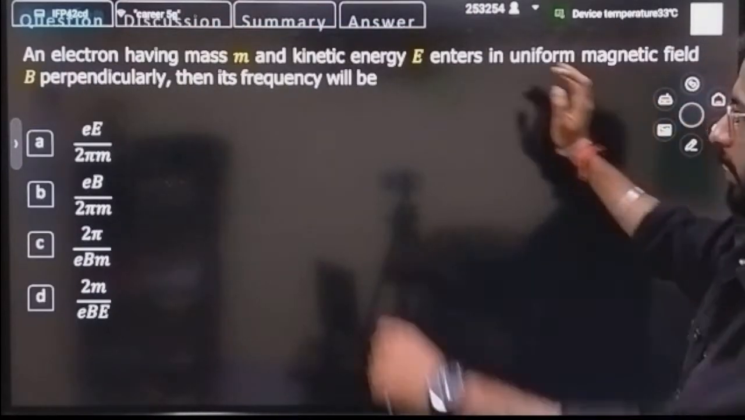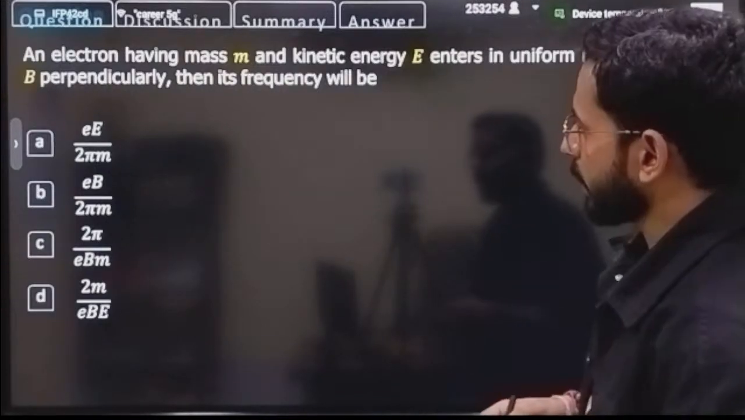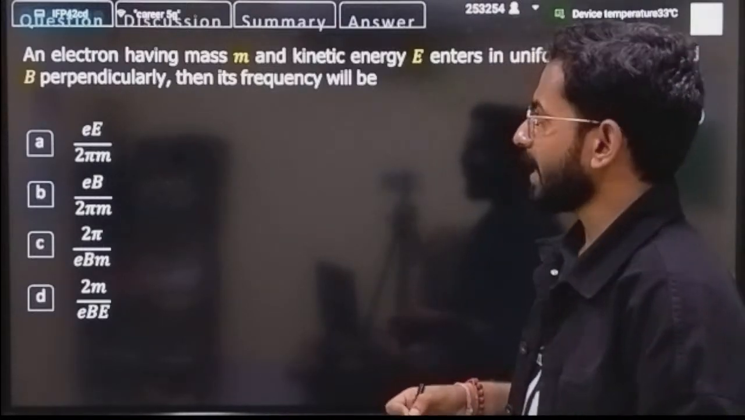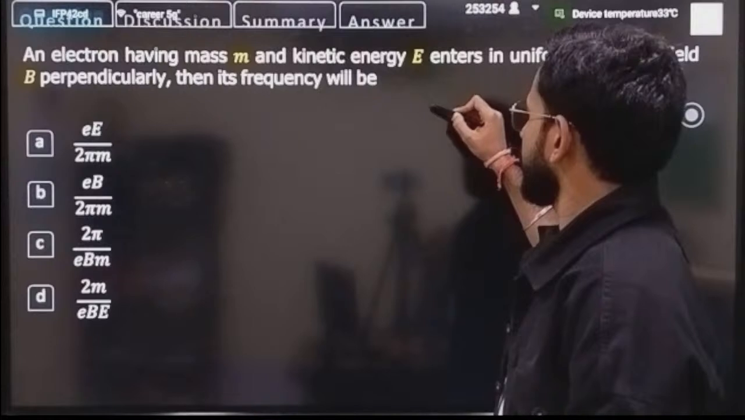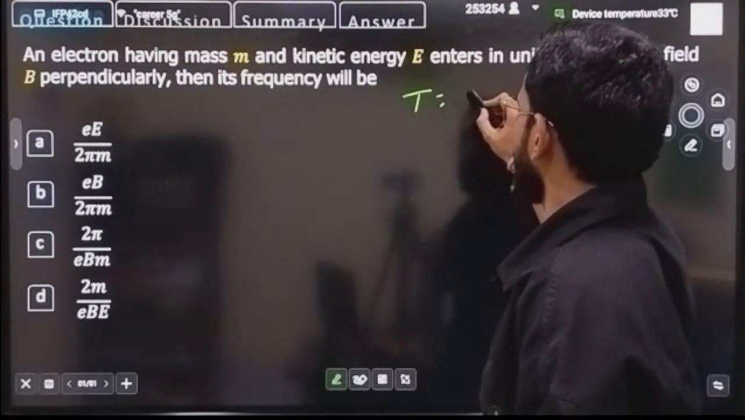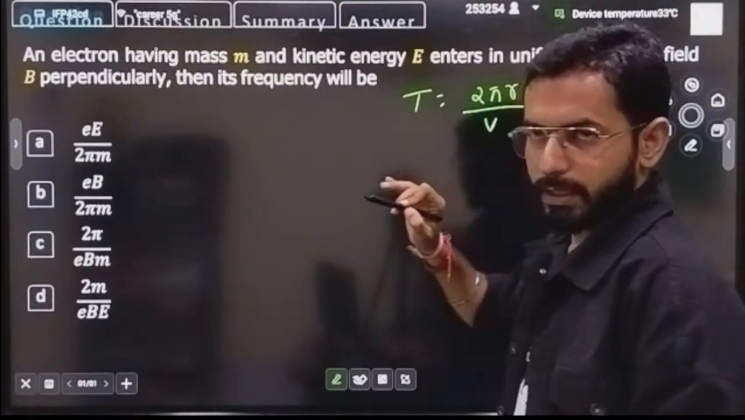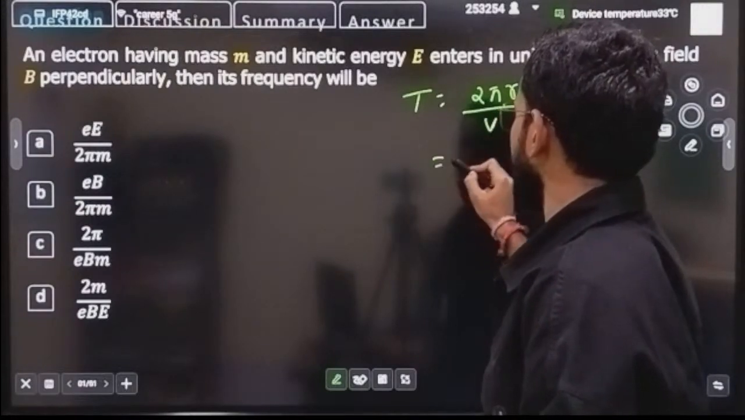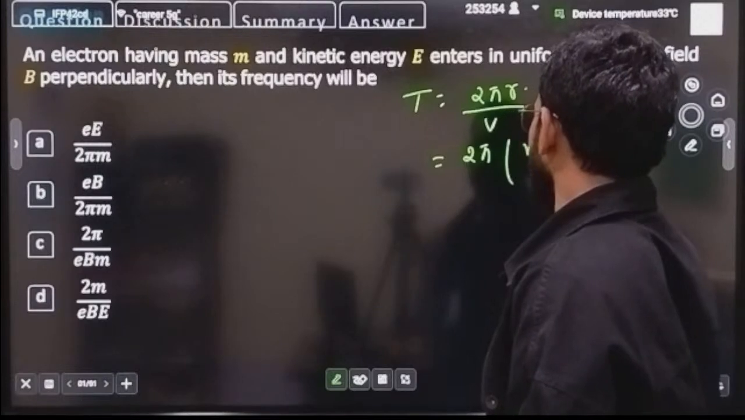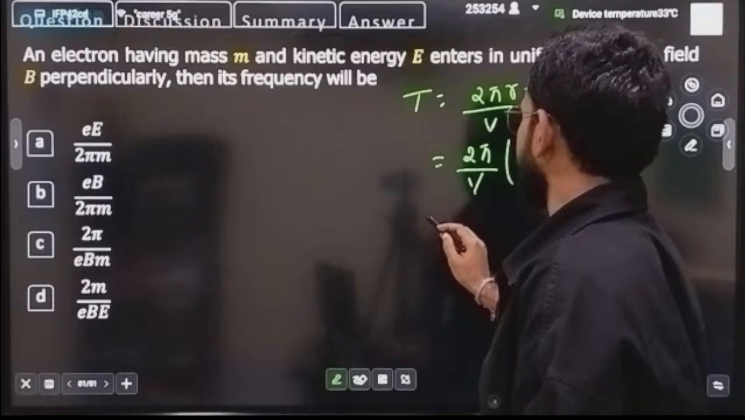Solve this question. What is the question? An electron having mass m and kinetic energy E enters a uniform magnetic field and moves in a circle. What will its frequency be? How will we calculate frequency, students? What is time period? Time period you can say is 2 pi r divided by velocity. Correct? And how do you write this radius? Radius is written as mv divided by qB, with velocity v.